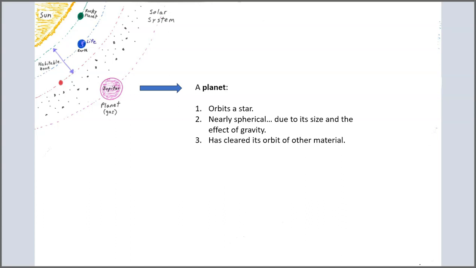Now, NASA has a definition for a planet. It must orbit a star, be nearly spherical due to its size and the effects of gravity, and it has cleared its orbit of other material. So, for example, the Earth's moon is not a planet because the moon orbits the Earth, not a star. And the asteroids are not planets because they're not spherical. They're not big enough such that gravity would tend to smush them into a sphere.